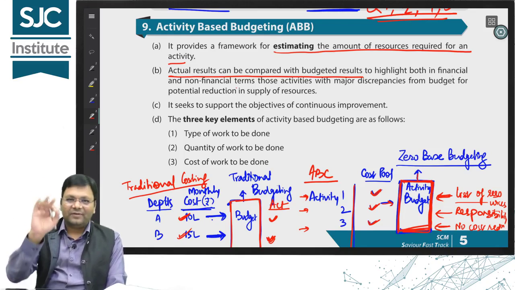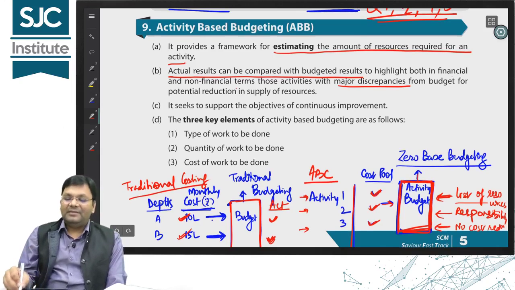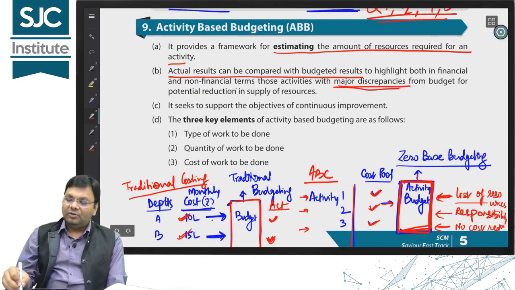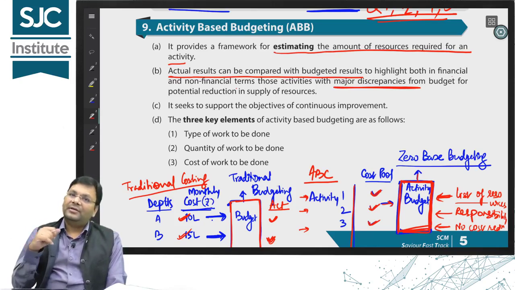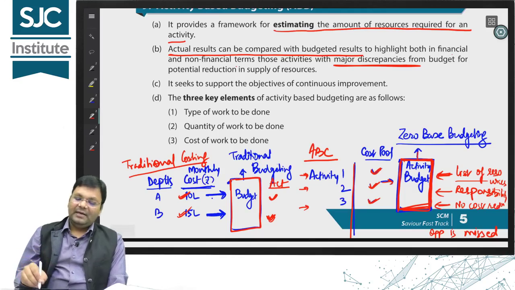That is just an example, you have to understand. So budgeting will help you to understand major discrepancies. Remember, we don't act for each and every discrepancy or deviation. We only act for those discrepancies which we cannot tolerate. So we will always find out major discrepancies from budget and seek reduction or elimination of those discrepancies. It seeks to support the objectives of continuous improvement.